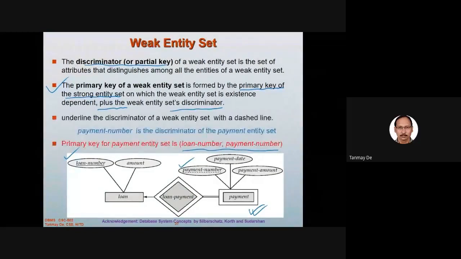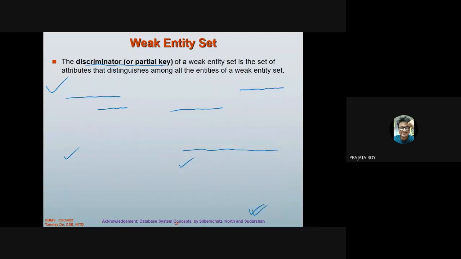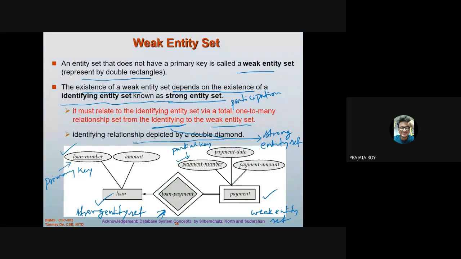Okay, wait one second, probably the previous slide. Yes, sir. It must relate to the identifying set. From identifying, one-to-many relationship between identifying to the weak set, sir. But why is the arrow towards this? This is the one side, this is the many side.